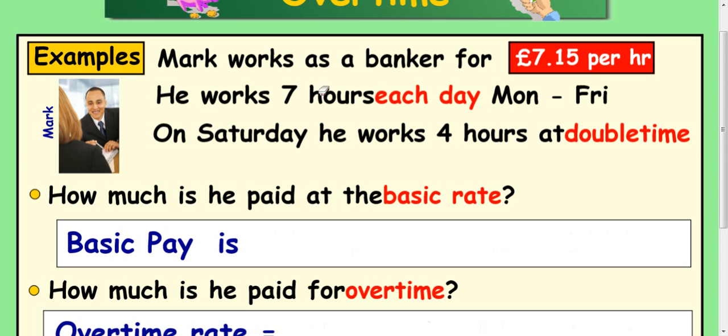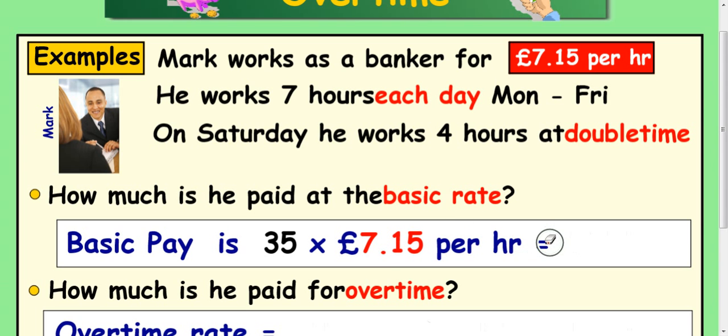So you have to work out how many hours he works. 7 hours a day for 5 days, that's 35 hours. If we take 35 times £7.15, you get your answer for his basic pay. So he gets £250.25 for his week's work.